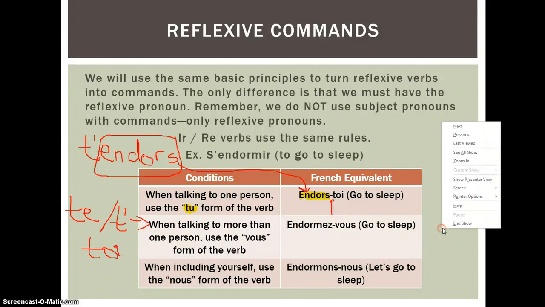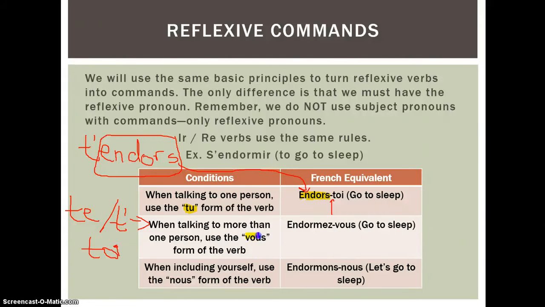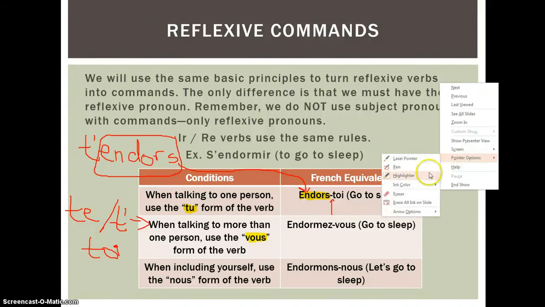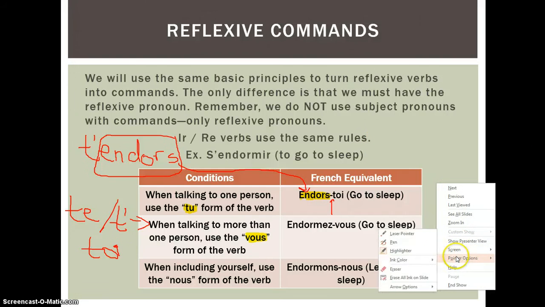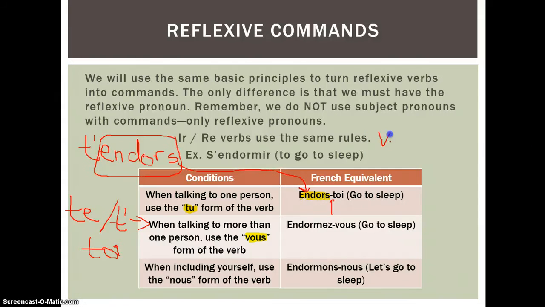When you are talking to more than one person, you still use the vous form of that verb. So we had vous endormez. And I apologize for my pen. Vous endormez. That is an E.